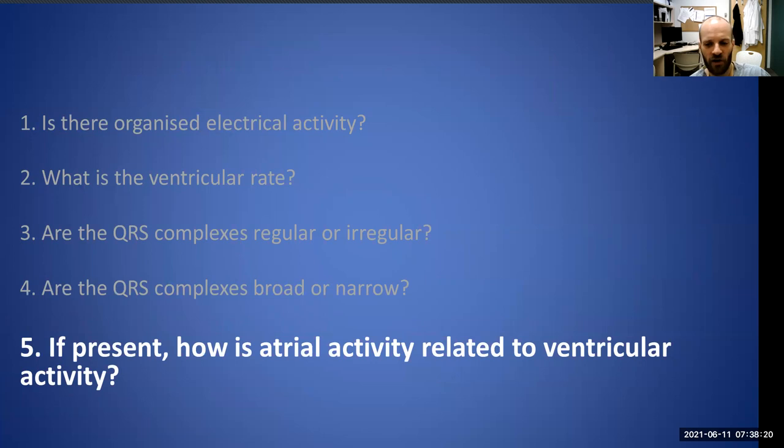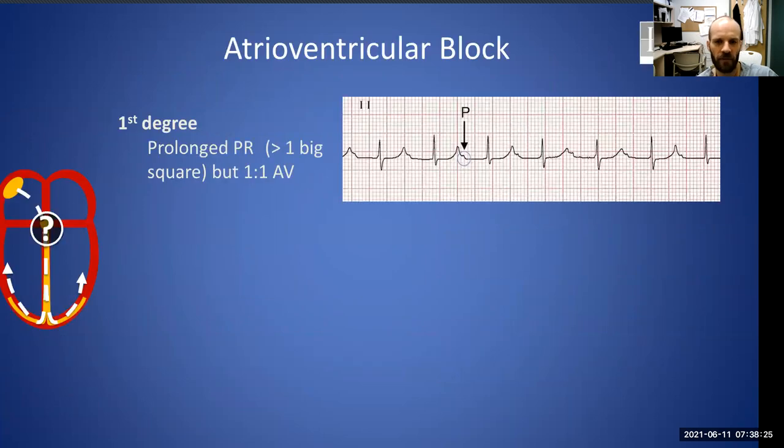Finally, how's atrial activity related to ventricular activity? Let's have a look at it. So sometimes our AV node doesn't work particularly well. Most of the time in a normal sinus rhythm, every one of the beats that starts in the atria gets down to the ventricles.